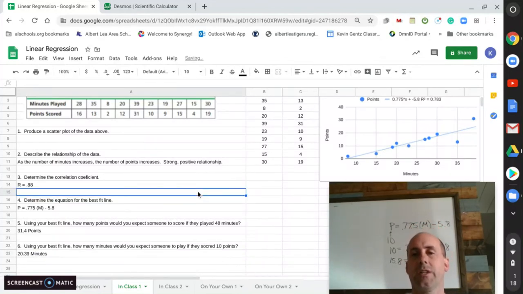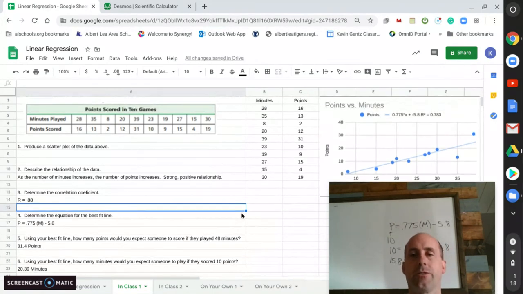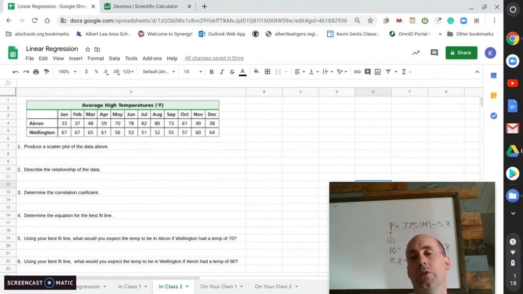And there's a really good example of linear regression from the outset. We produced a scatter plot. We produced R values. We were able to answer some very good questions. We're going to stop the video there, and we're going to do another example, the in-class 2. Again, make sure you do these together, and then you can do the 2 on your own.